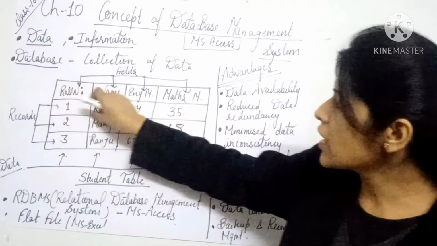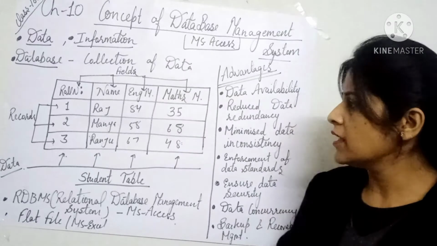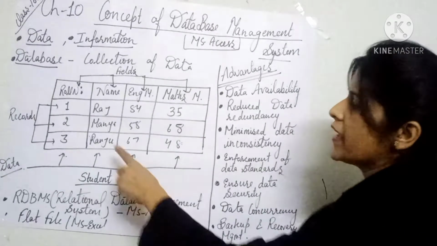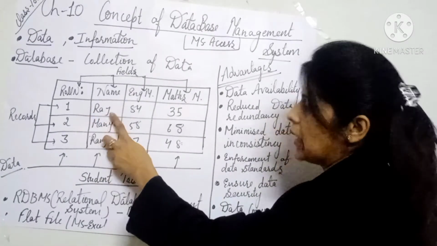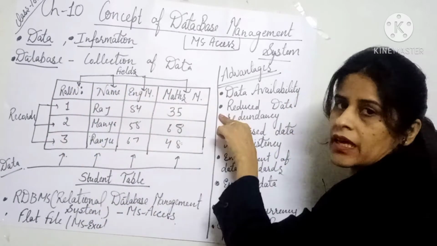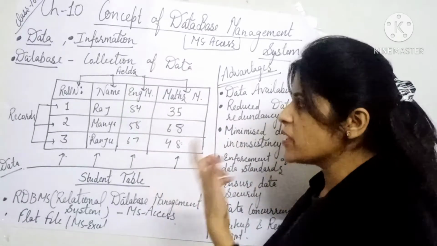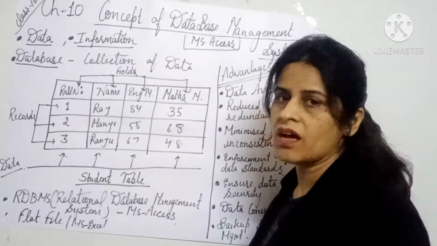And when you make one complete record, one complete information about one person, that is known as the record. Like first roll number's name is this, English marks are these, maths marks are these. When we pick the complete row, all the complete information about roll number 1, that is known as the record.